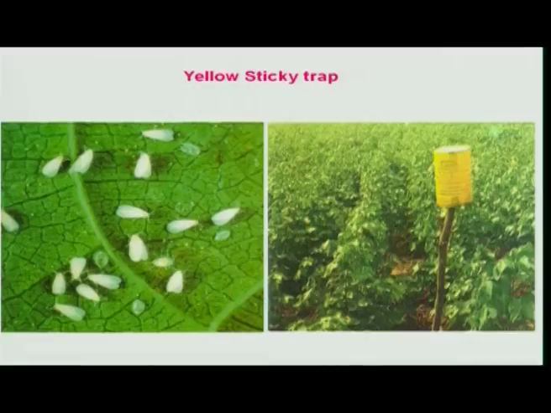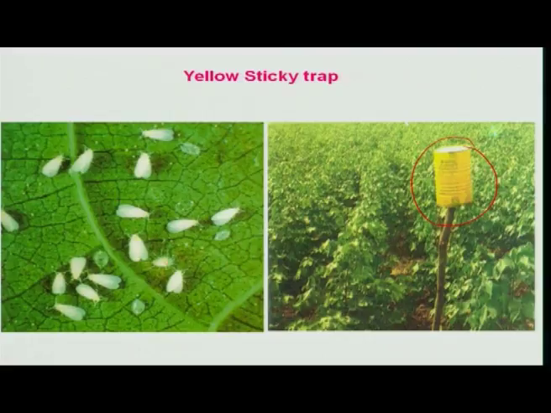It should be placed above the crop canopy so that the yellow color is visible to the adult white flies. Remember here again, both male and female are attracted to this yellow color, and they come and sit on this trap. Because of the greasy material, they will be trapped there and they will be killed.